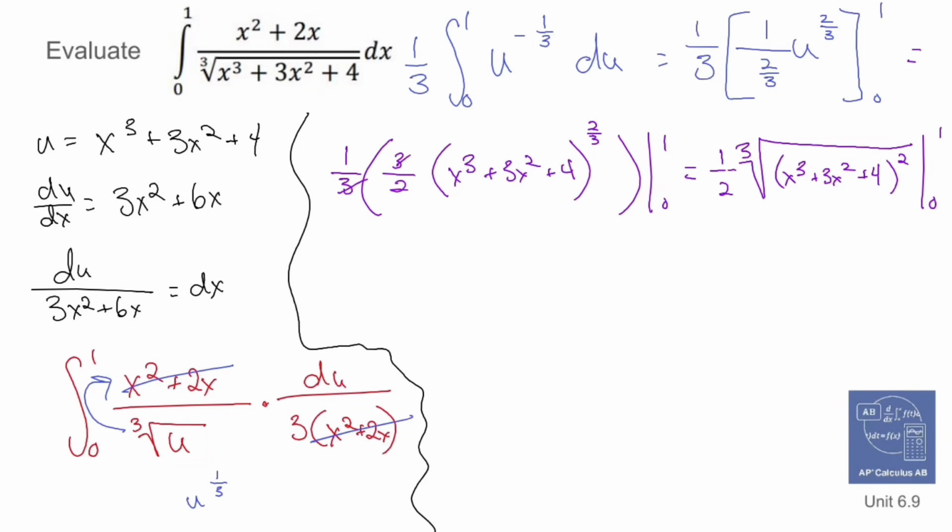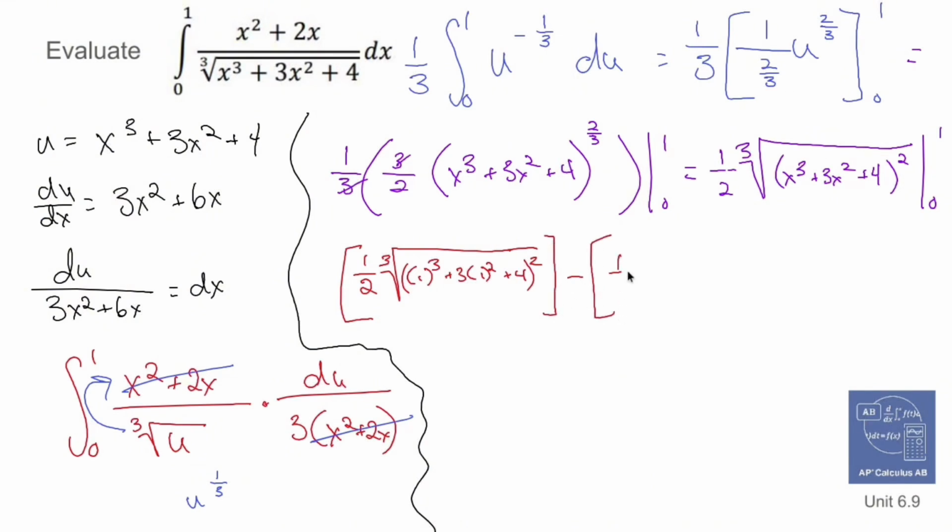All right, time to do some gross math. Plugging in my limits is going to be 1/2 cube root of 1 cubed plus 3 times 1 squared plus 4, all of that squared, minus 1/2 times the cube root of 0 cubed plus 3 times 0 squared plus 4, and then close all of that.